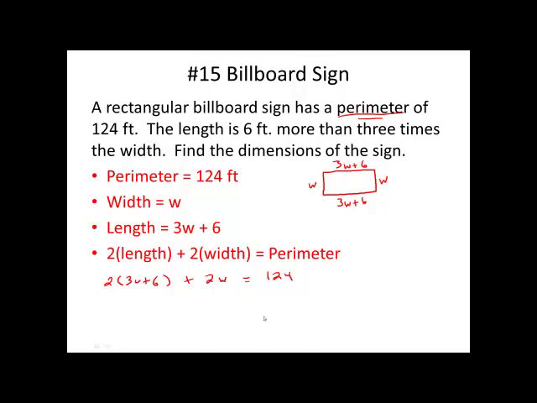So again, once we get the equation set up, then we'll just use the skills that we've already learned to solve equations and to solve this, and we'll end up finding out the width first. And once we find the width, the measurement of the width, we can take it and plug it back in to this equation to find the measurement of the length. Okay, so let's look at that one. 2 times (3W plus 6) plus 2 times W equals 124.